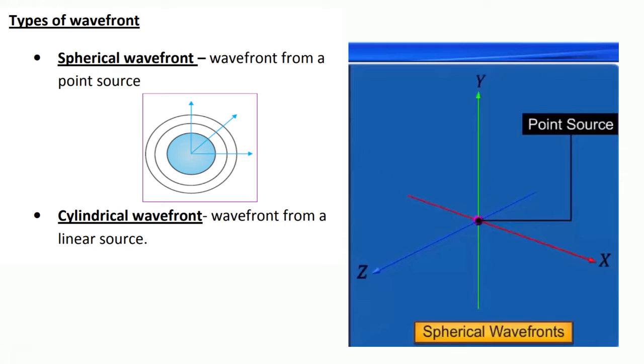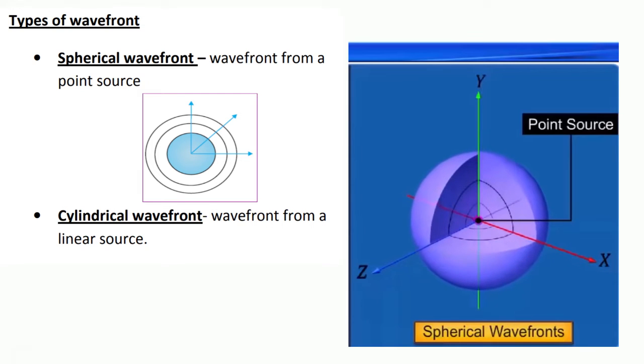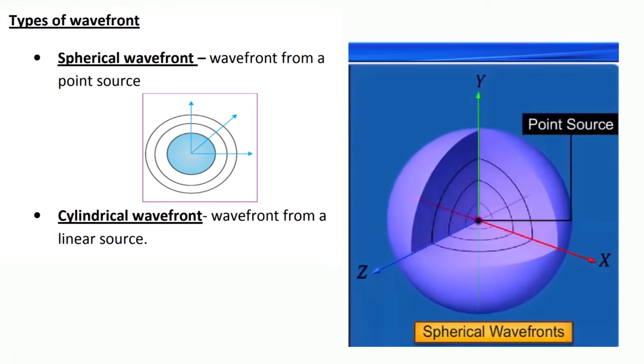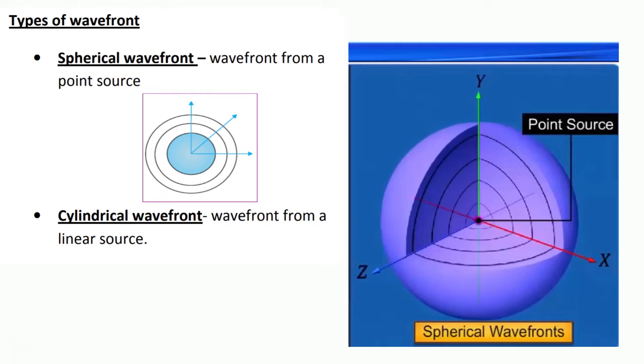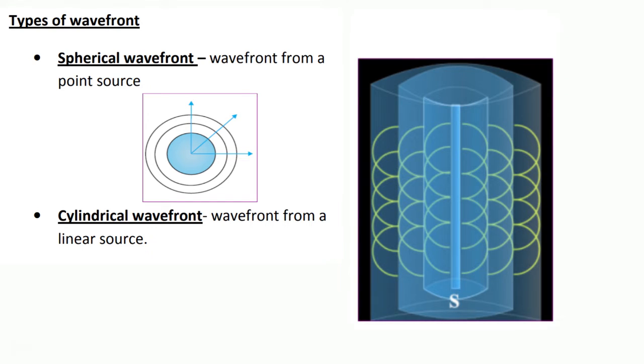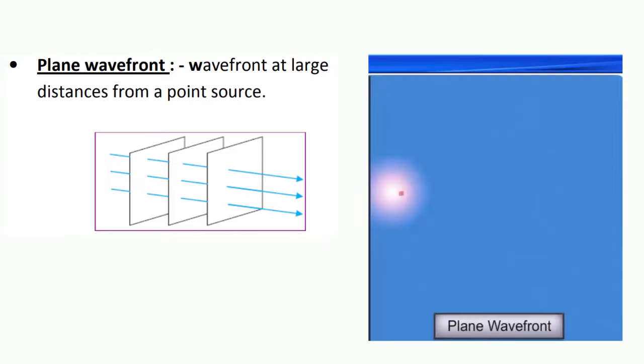Types of wave front. Spherical wave front. Wave front from a point source is called a spherical wave front. Cylindrical wave front. It is a wave front from a linear source. Plane wave front. It is a wave front at large distances from the point source.